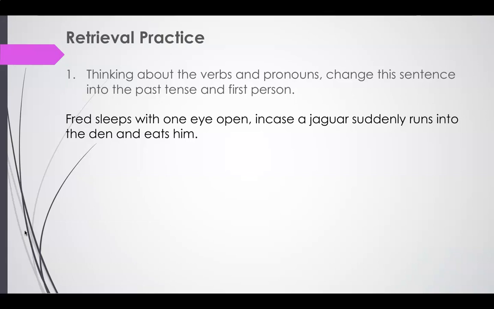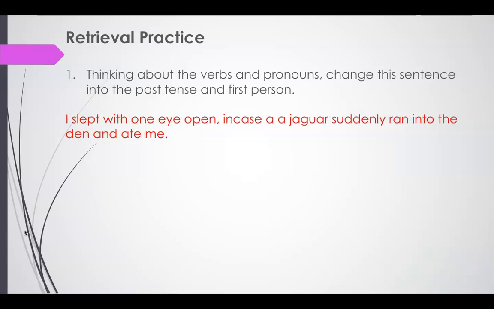Okay, so you might have highlighted the verbs and the pronouns being Fred and him, and the verbs being sleeps, runs and eats. Remembering what a verb is? Well done, it's a doing word, it's an action. So then, to turn this sentence into the past tense and the first person, we will need to change Fred sleeps to I slept, with one eye open, in case a jaguar suddenly ran, rather than runs, into the den and ate me, rather than eats him.